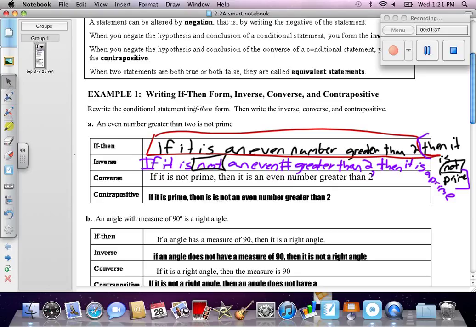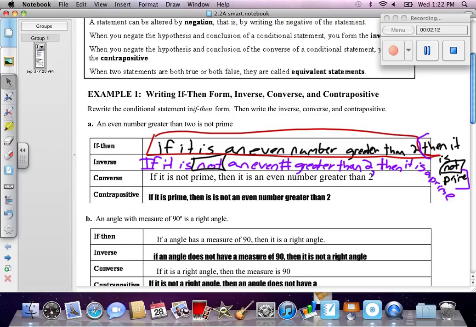Now the inverse, which is the second statement, I'm just making it negative. So if it is not an even number greater than 2, then it is prime. See how I either put a not in or take a not out? Yes? So the first is if it is an even number greater than 2, then it is not prime. Right. And then we make it negative. So if it is not an even number greater than 2, then it is prime.